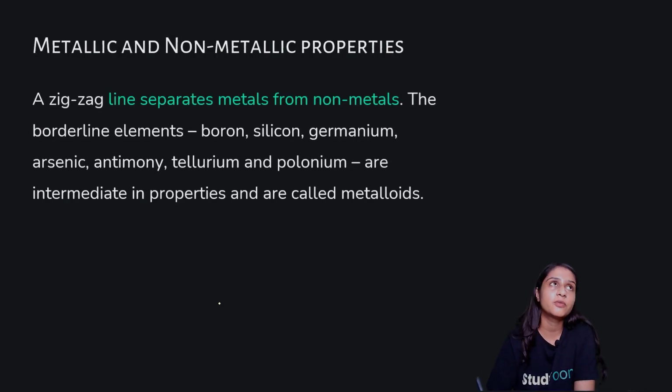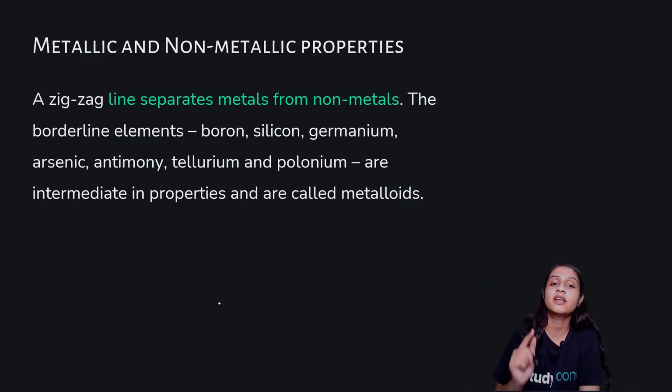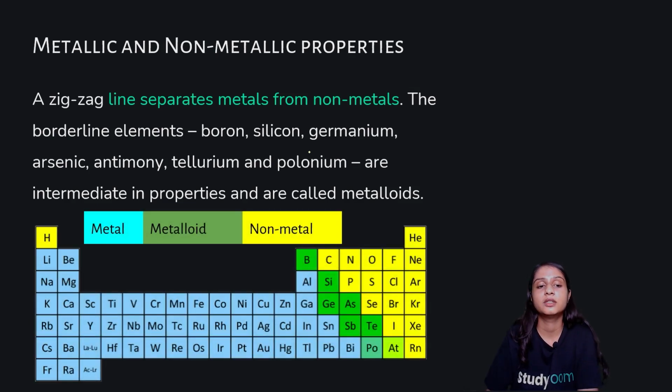Metallic and non-metallic properties, we discussed atomic radius just now. So a zigzag line separates metals from non-metals. So the borderline elements boron, silicon, germanium, arsenic, antimony, tellurium, and polonium are intermediate in properties and are called metalloids. These are metals. These are metalloids. This is a non-metal. Okay.